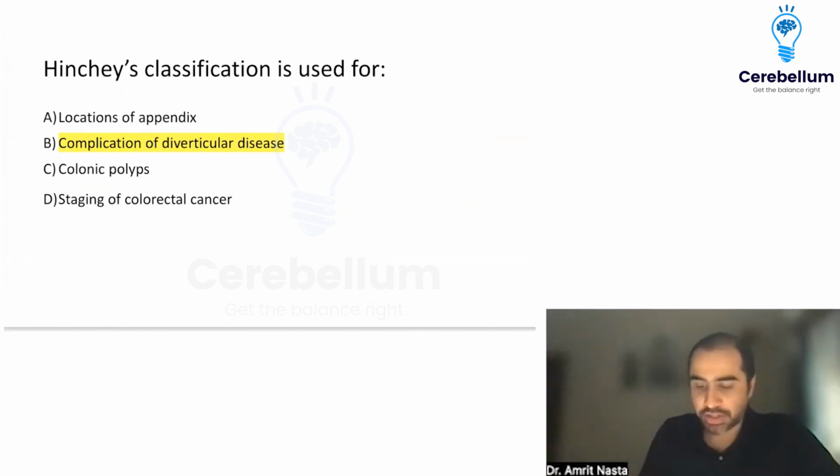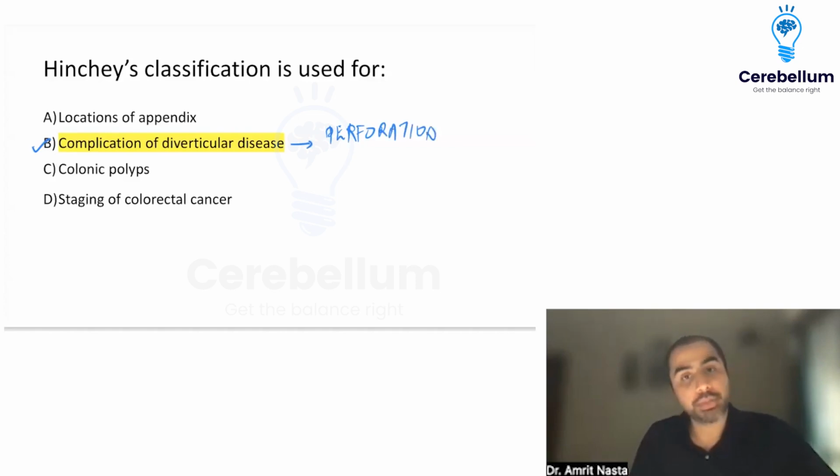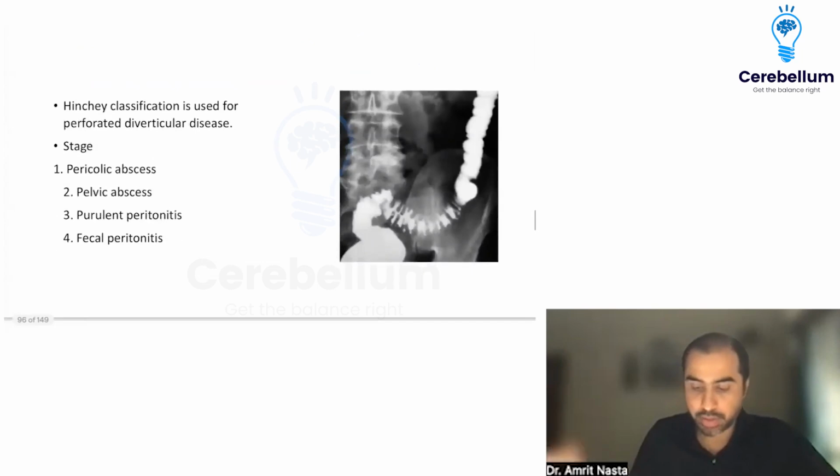So Hinchey classification is used for complication of diverticular disease. Which complication is this? कौन सी complication है diverticular disease की? Where you use Hinchey classification? It is for diverticular perforation. Okay, it is for diverticular perforation. That is this. So stage 1, pericolic abscess, stage 2, pelvic abscess, stage 3, purulent, stage 4, fecal. ये fecal na has the maximum mortality.